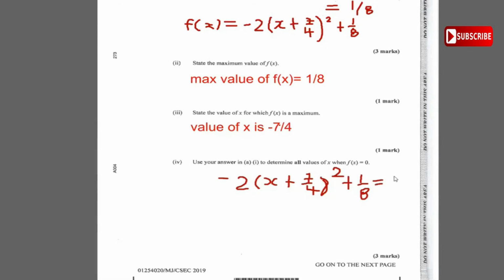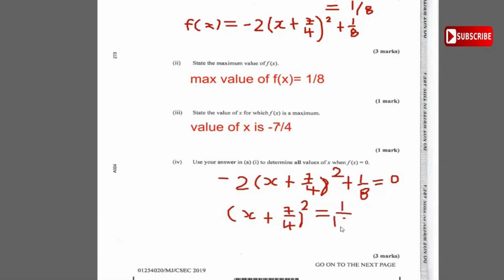So if we're doing this, the first thing we can do is bring over the 1 over 8 and divide through by negative 2. Let's just do it in one step together due to shortage of space. So what I'm saying is we're bringing over the 1 over 8 first and then dividing by negative 2. So X plus 7 over 4 squared is equal to, we bring over 1 over 8 to get minus 1 over 8, but then minus 1 over 8 divided by negative 2 is 1 over 16.